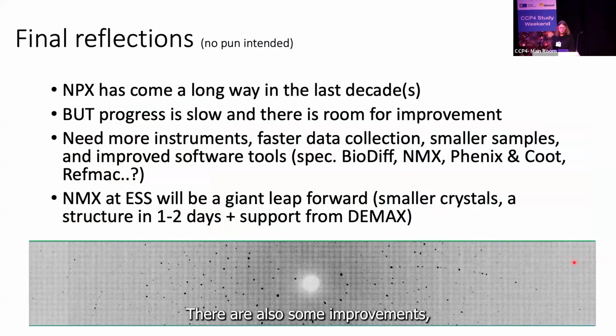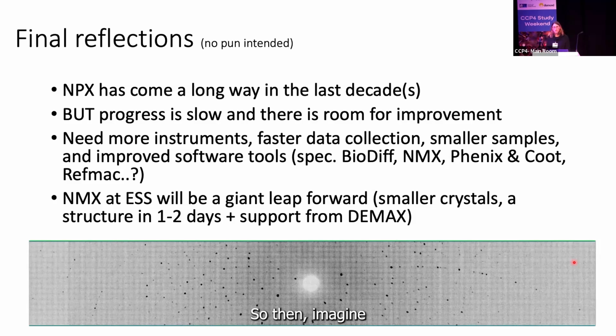There are also some improvements required, I think, to make the software easier to use and more intuitive, and perhaps some efforts into making hydrogen atom and hydrogen bond modeling better or more automated. However, we really do need the ESS and this high flux to enable faster data collection and smaller samples. And our goal is an order of magnitude smaller crystals and a structure in 1 or 2 days.